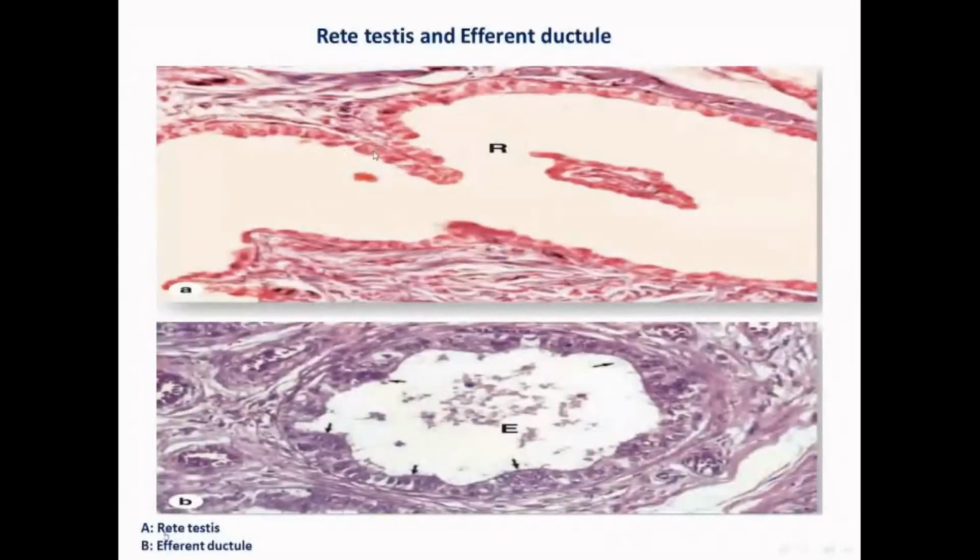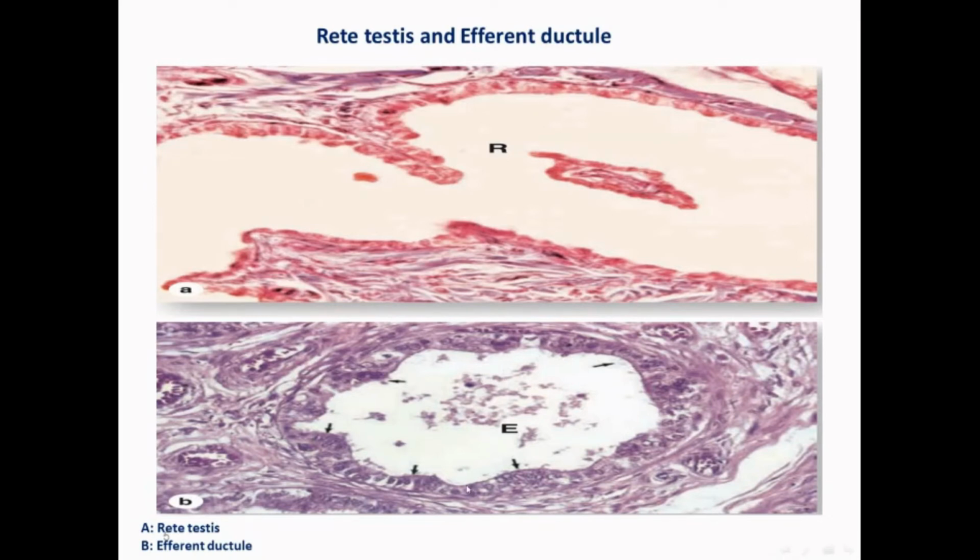Here we have the rete testis, which we said is lined by simple cuboidal epithelium. The efferent ductule has a specialized scalloped appearance epithelium, composed of simple cuboidal here and adjacent ciliated columnar epithelium. The alternating non-ciliated simple cuboidal and tall ciliated columnar epithelial cells, the ones with the arrows are the ciliated columnar epithelial cells, and this alternating appearance will create what is called the scalloped appearance of efferent ductules.